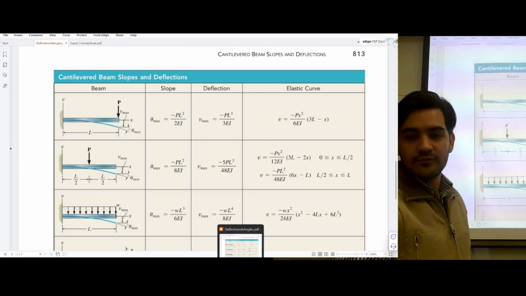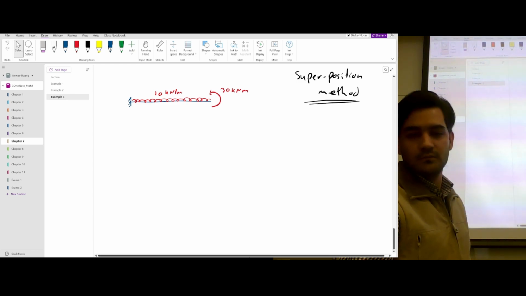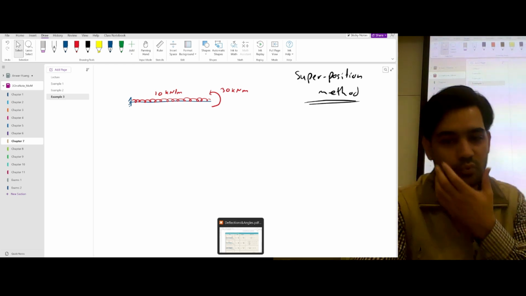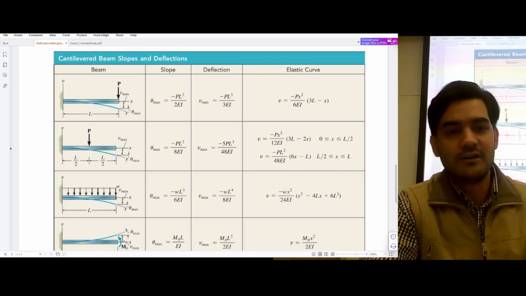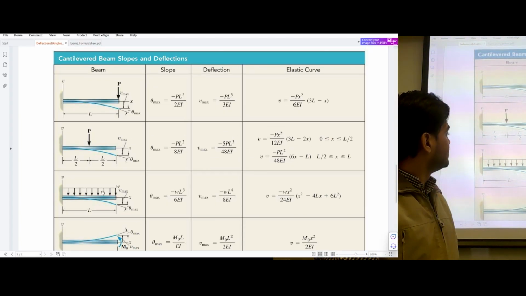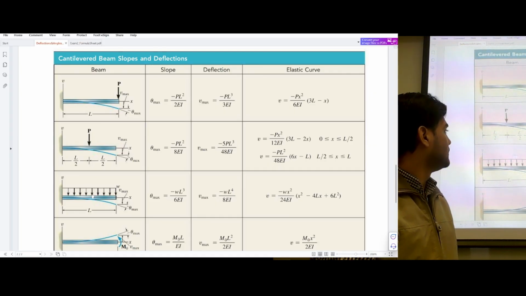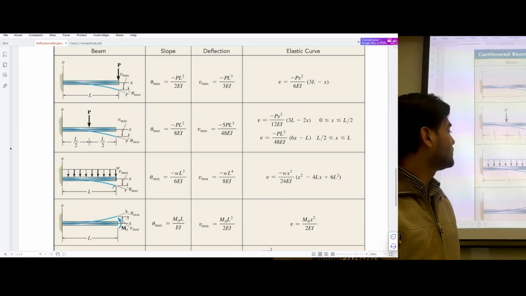We have a uniformly distributed load and we have a moment. So what do you think, which equations are more relevant in our case? I would say that this is a cantilever beam with a uniformly distributed load. This is the case which is relevant to us, and we also have a moment, right?